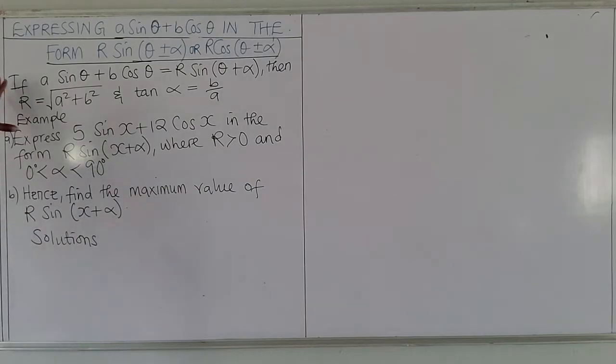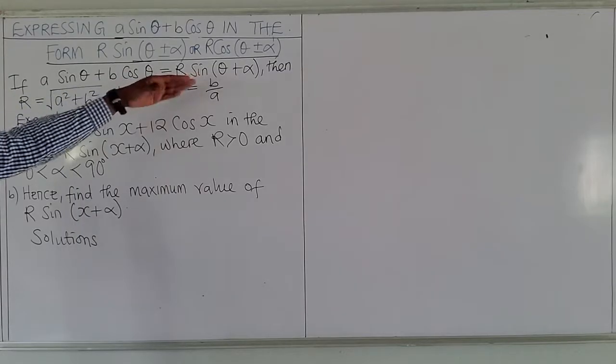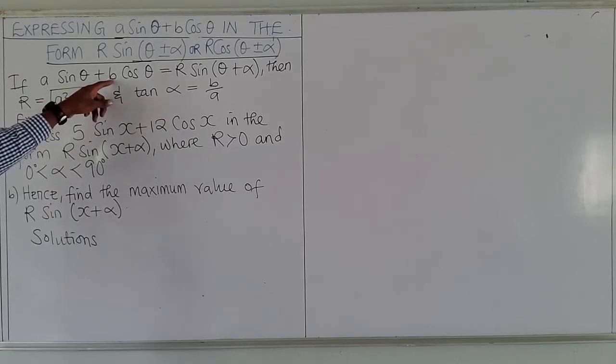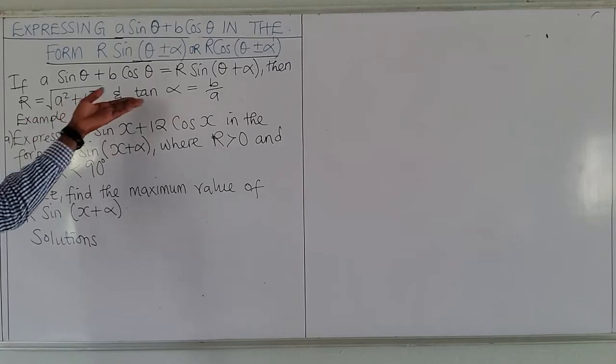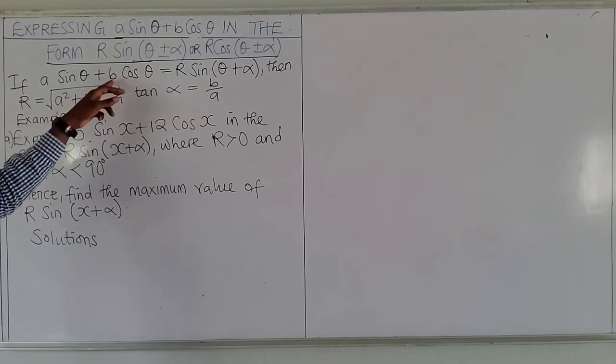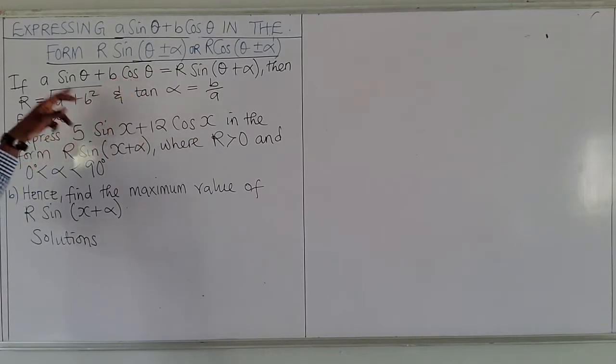The first example: if a sine theta plus b cos theta can be expressed in this form, it means that this r can be found by squaring a and b, adding them, and taking the square root of that, which gives us r. And this angle alpha can be found by dividing b, the coefficient of cos, by the coefficient of sine here.